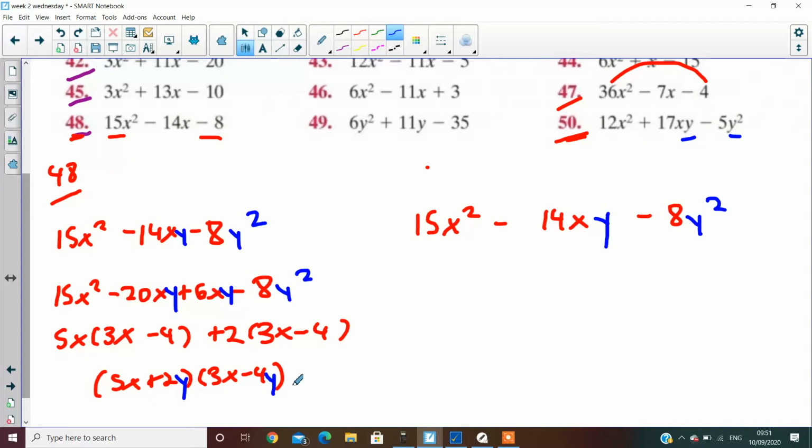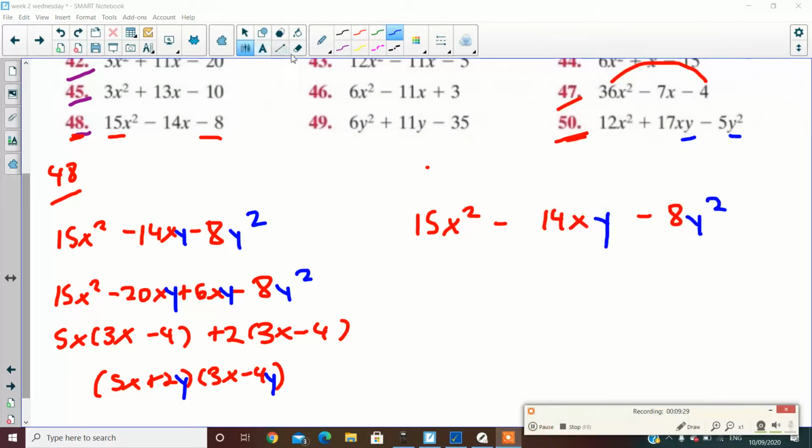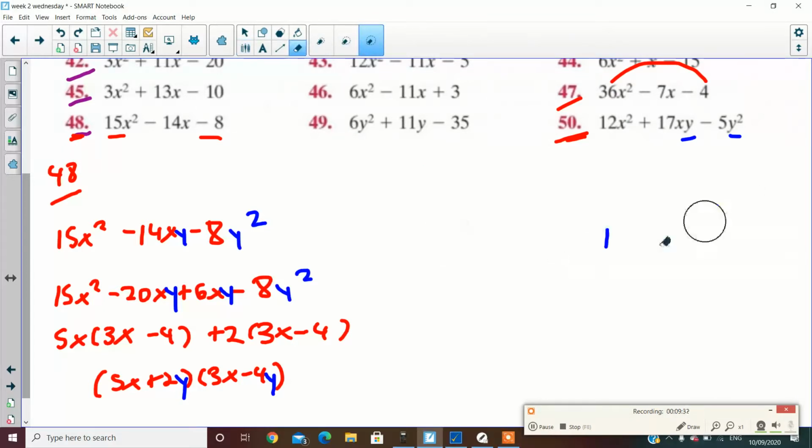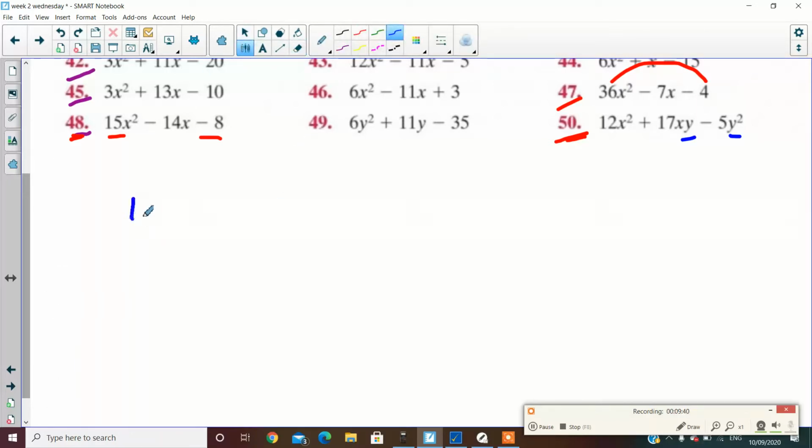Will you guys try and take on question 50 now on your own? Ignore that the y's exist, and then just lob them in at the end, and you're good to go. Okay, I'll pause it on 50. If you have question 50, just pretend the y squared and the y don't exist, so you're essentially doing this question here.